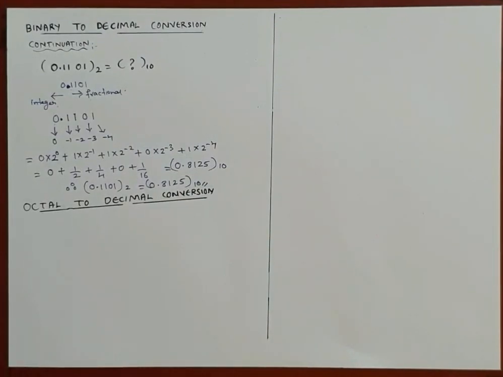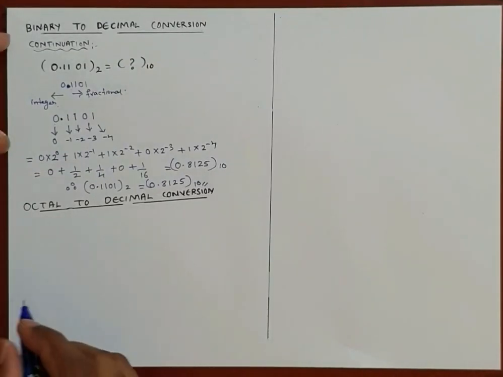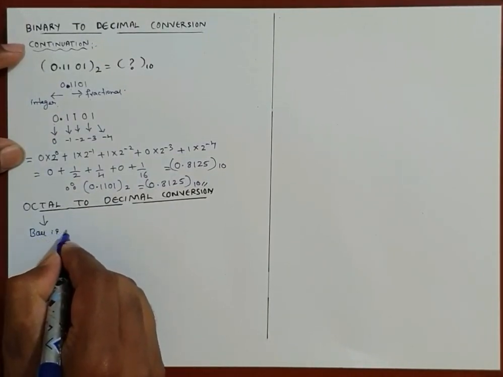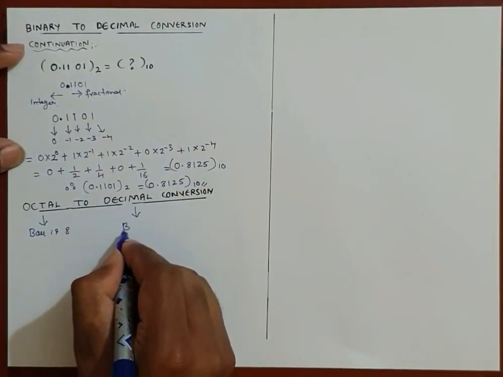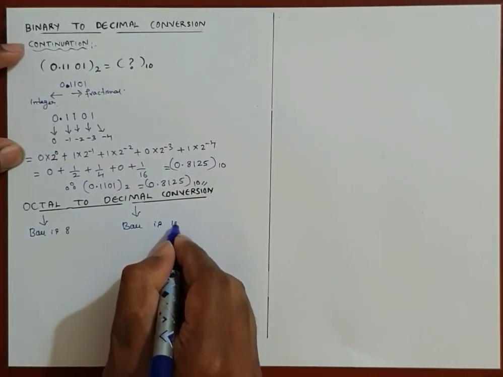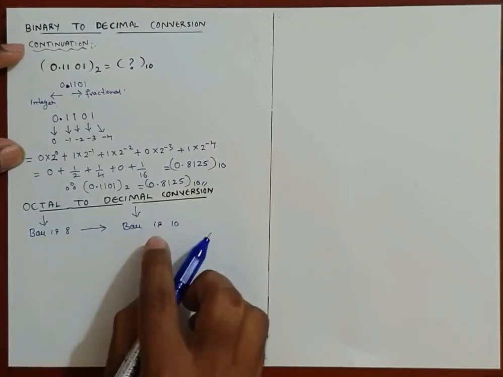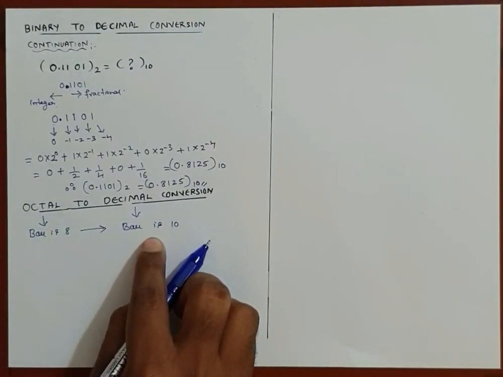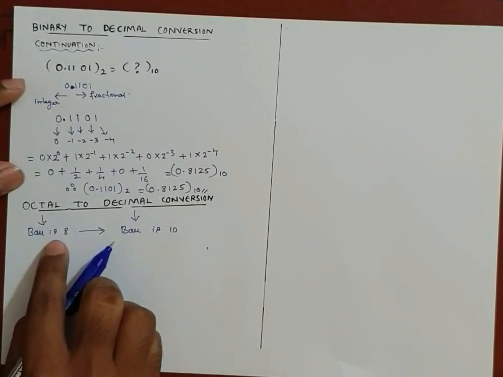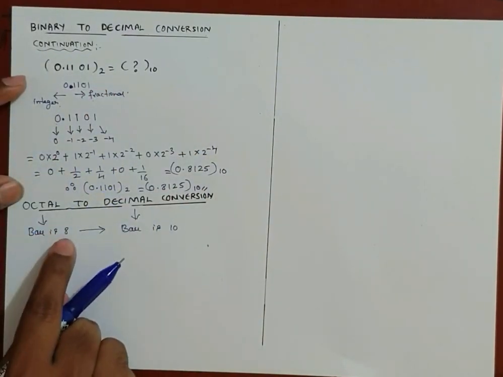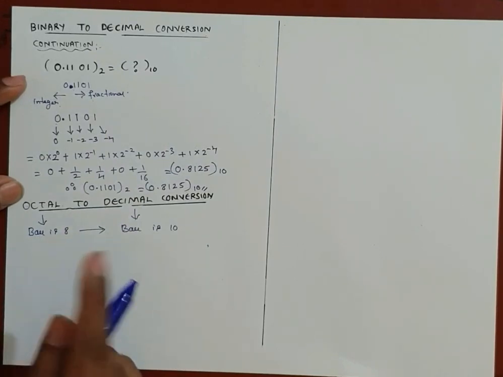So next we will go for octal to decimal conversion. What is the meaning of octal here? Here the base is 8, here the base is 10. It means you have to convert the base 8 number system to the base 10 number system. The procedure remains the same, only the base changes. Here the base is 2, because of that we are multiplying by 2. Here the base is 8, because of that we have to multiply by 8.